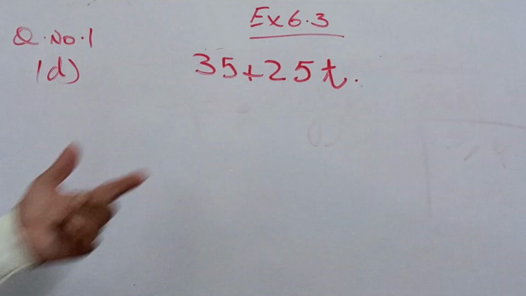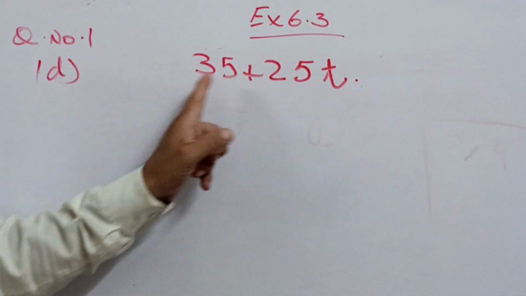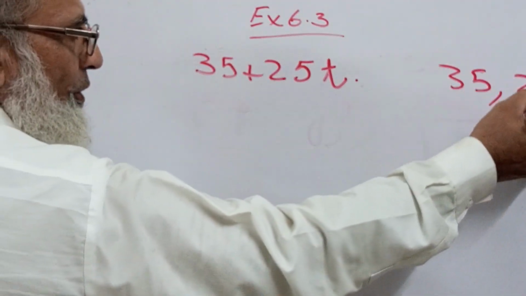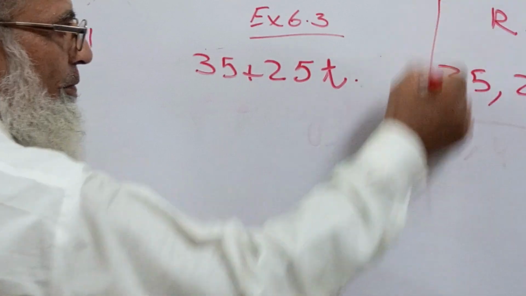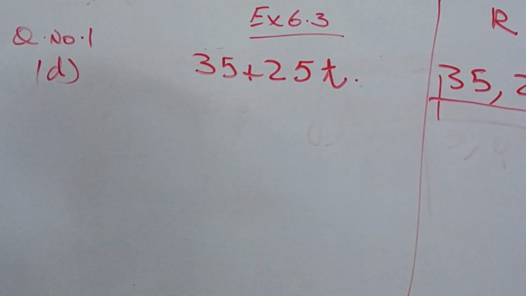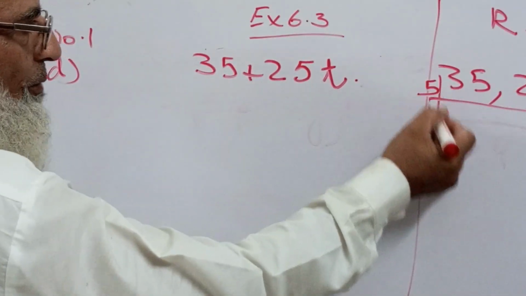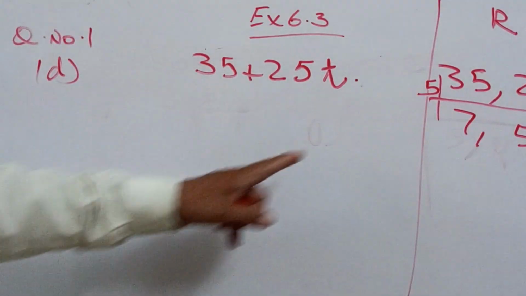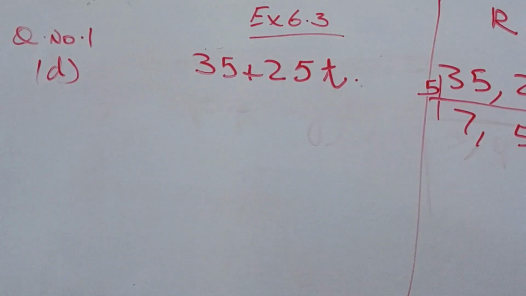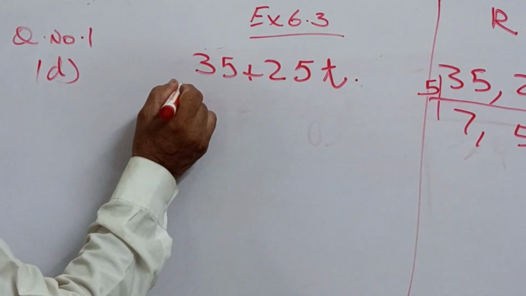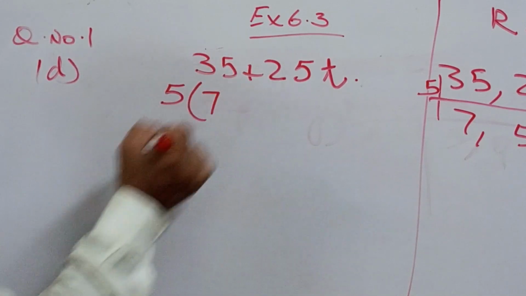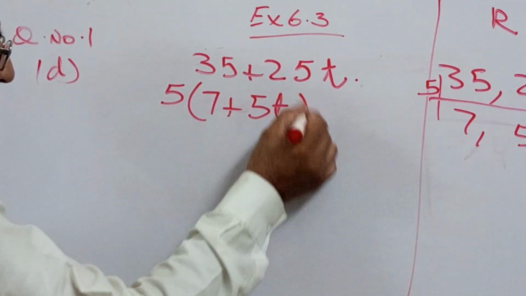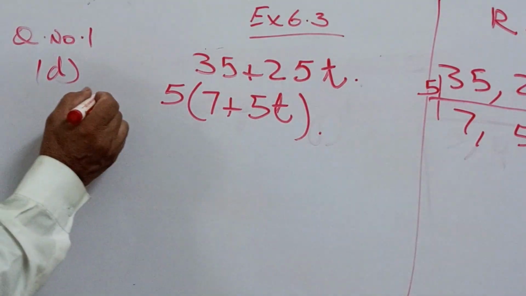So what will we take? We'll take the highest common factor of 25 and 35. Write 35 and 25 in your rough column. You know that these are divisible only by 5: 5 times 7 is 35, 5 times 5 is 25. This is the highest common factor. So we will take 5 as common, and 7 will remain within the bracket, and plus 5 will remain with t. This is the answer of this part.